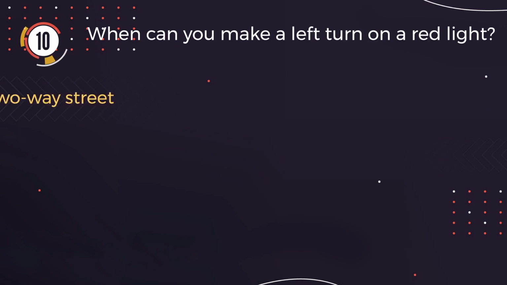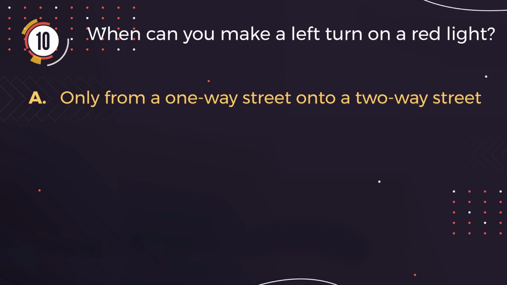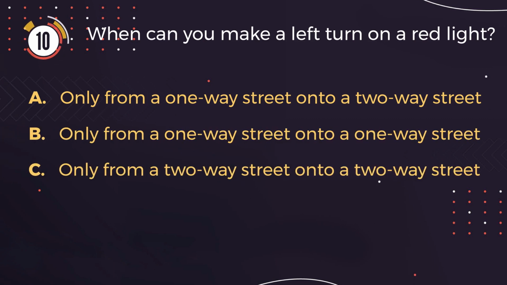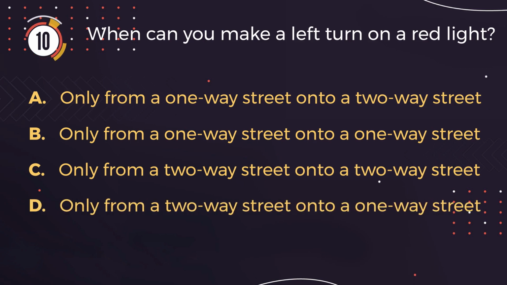Number 10. When can you make a left turn on a red light? A. Only from a one-way street onto a two-way street. B. Only from a one-way street onto a one-way street. C. Only from a two-way street onto a two-way street. D. Only from a two-way street onto a one-way street.